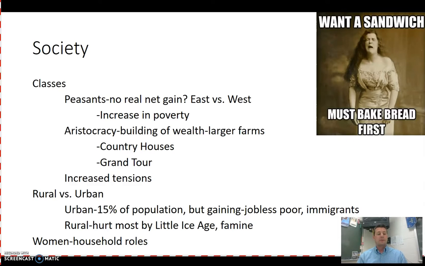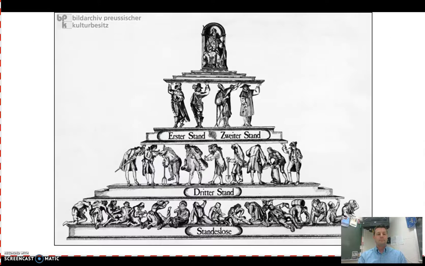We also have rural versus urban split. Urban is only 15% of the population, but as I've been mentioning, it is gaining at this point. The rural is going to be hurt most by the Little Ice Age famine. That's really not going to have as big of an effect on the nobility. For the women, they are still kind of reduced to the household roles that we've seen traditionally. They are going to get involved, agriculturally speaking, if they have to for their family.